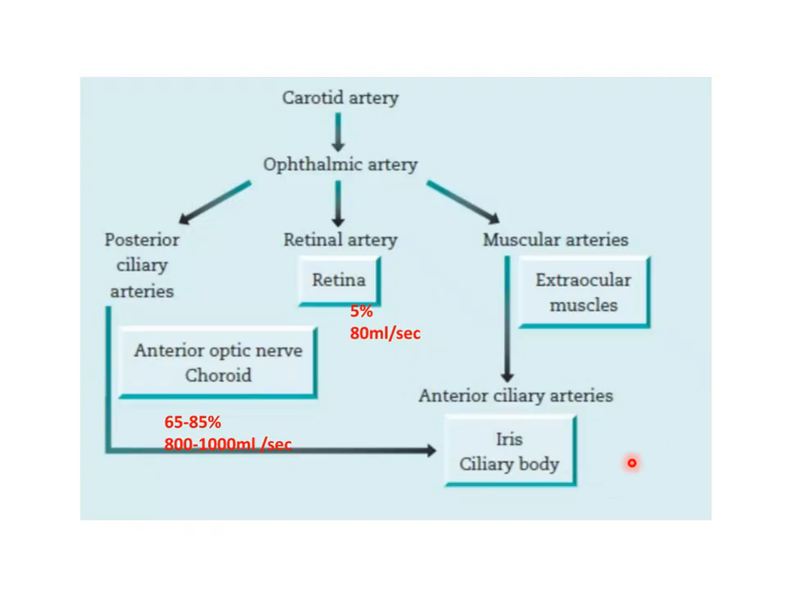So these anterior ciliary arteries are present in the iris and the ciliary body. They join with the posterior ciliary arteries at the arterial circle of the iris, major and minor. We'll see how.